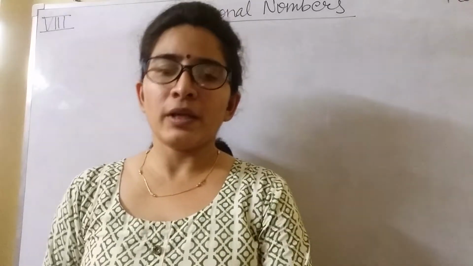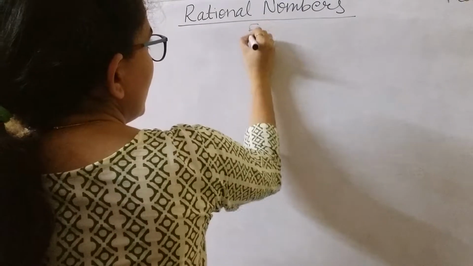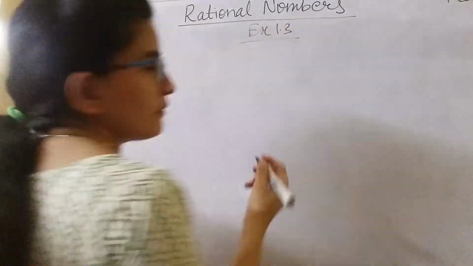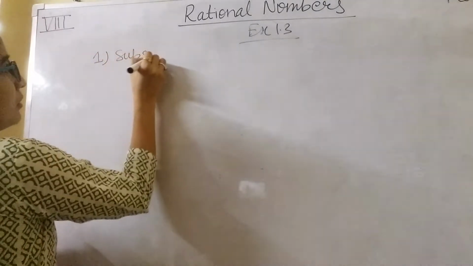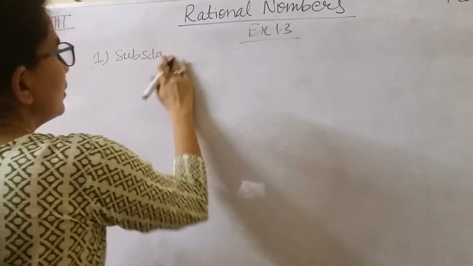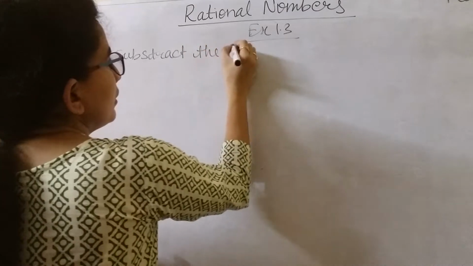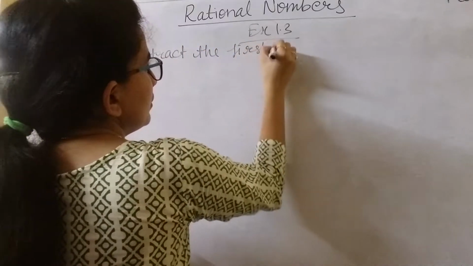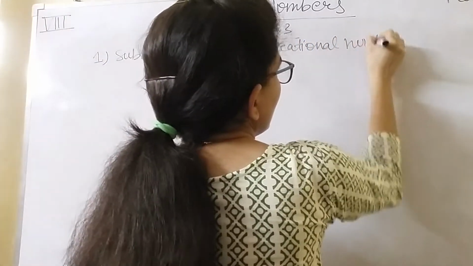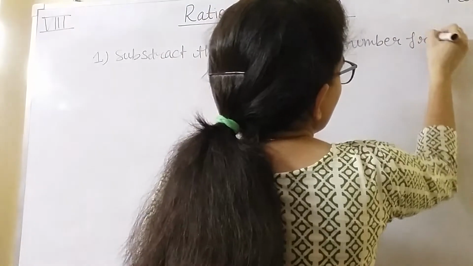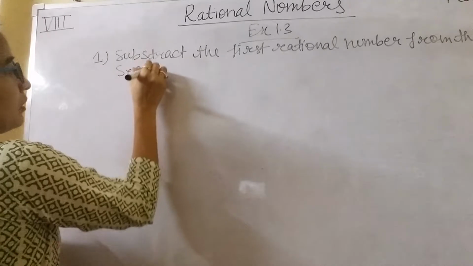Good morning class. We will do another exercise of rational numbers, that is exercise 1.3. So the very first question is: subtract the first rational number from the second rational number.